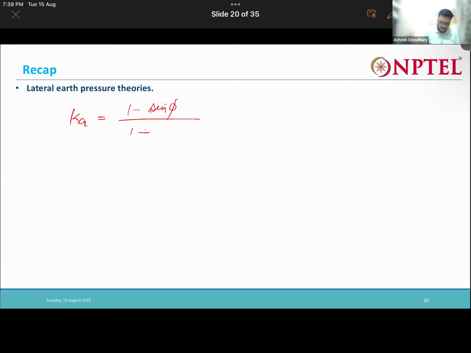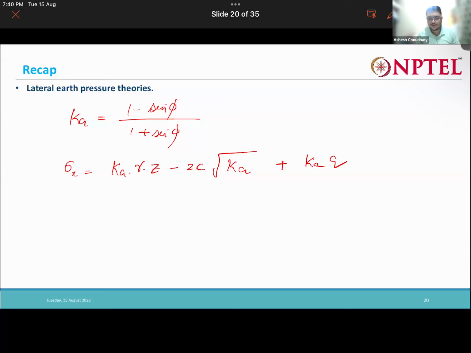1 minus sine phi by 1 plus sine phi, right? Now, for a c-phi soil, what is the earth pressure that is acting? Sigma x is nothing but K into gamma into Z minus 2c root K plus K into q. Gamma into Z is the overburden pressure, the effective stress, into K, minus 2c root K, that is due to the cohesion that develops, plus K into q.